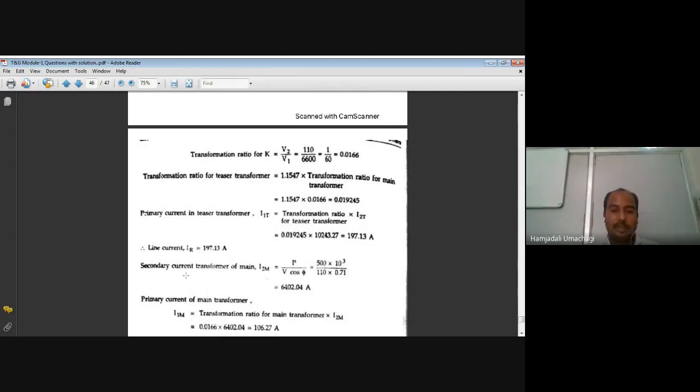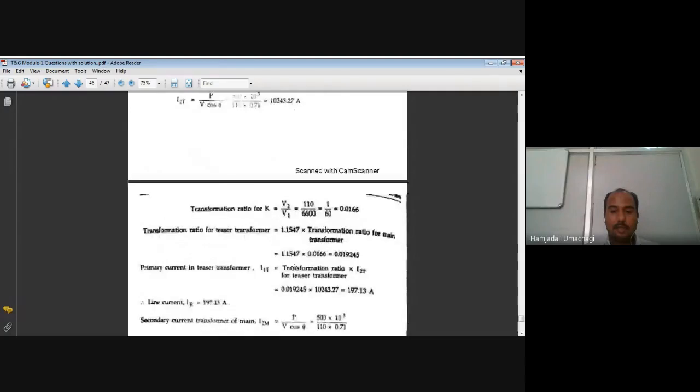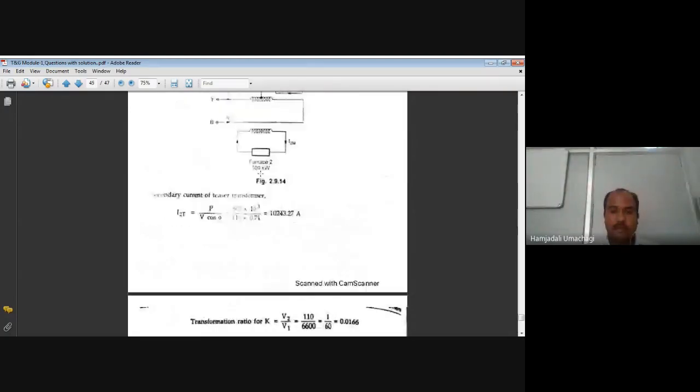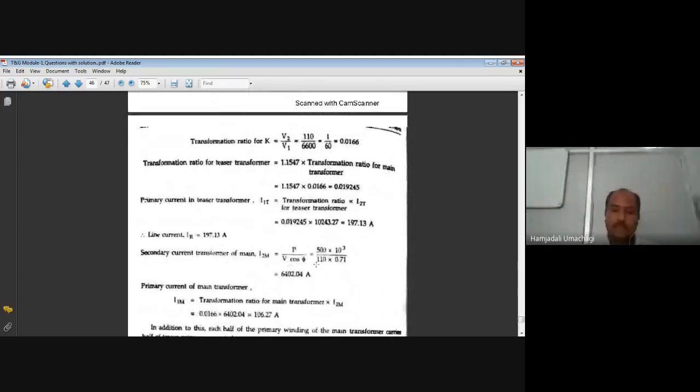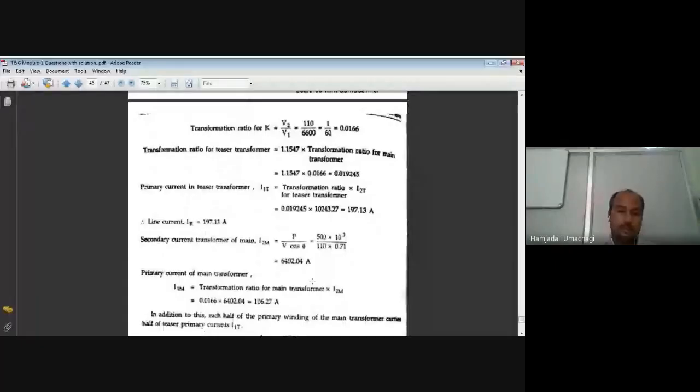Then we will calculate the secondary current of the main transformer I2m, that is given by P by cos phi. Power connected to the furnace is 500 into 10 raised to 3 and voltage is 110. So the secondary current of the main transformer is 6402.04 ampere. Then let us calculate the primary current of the main transformer.